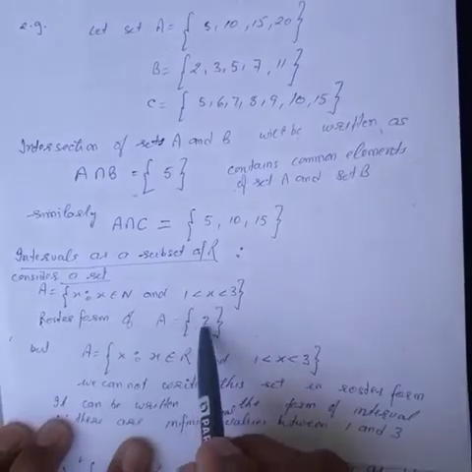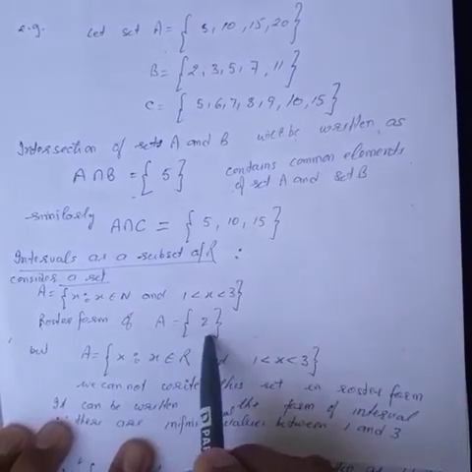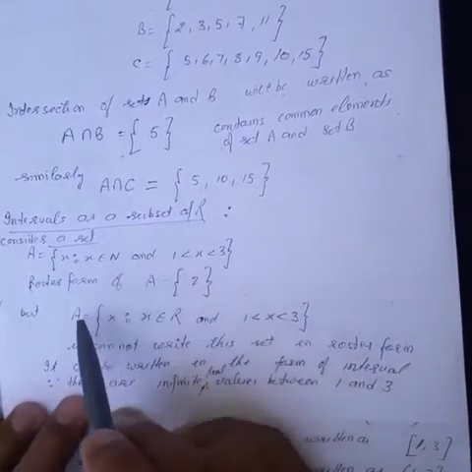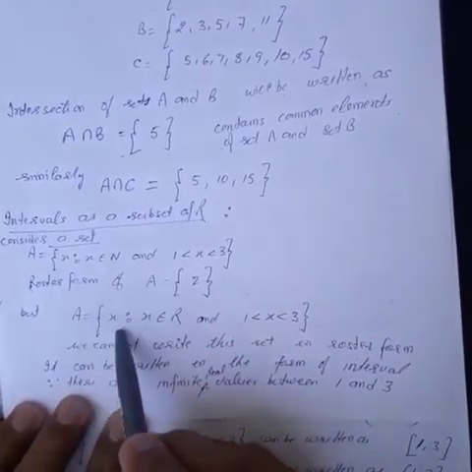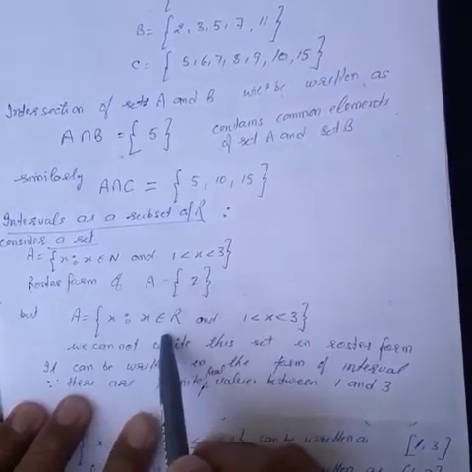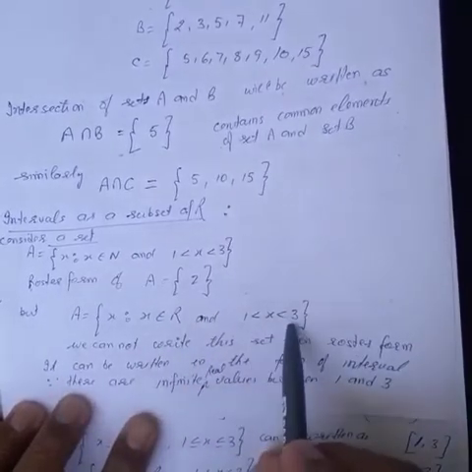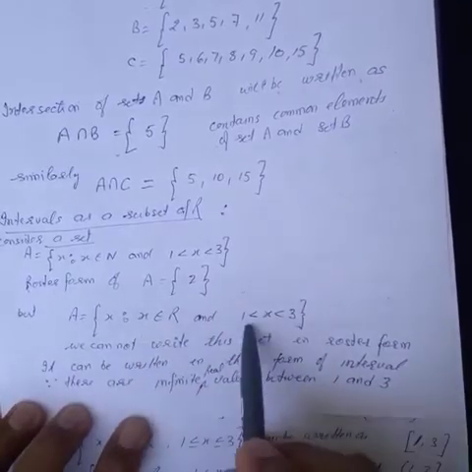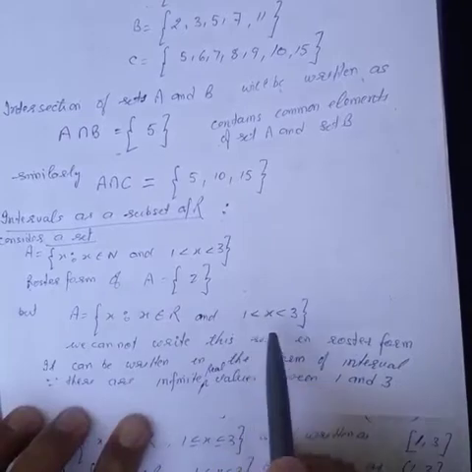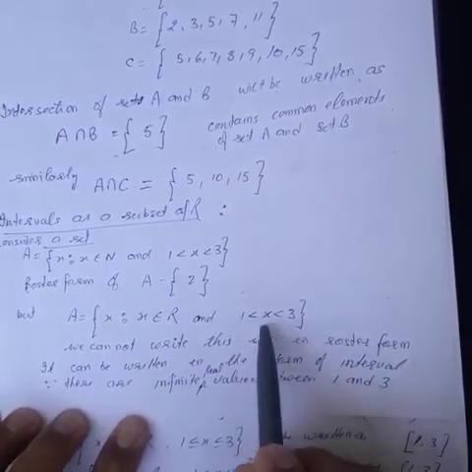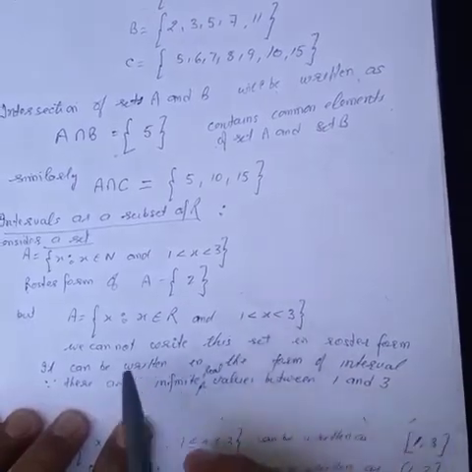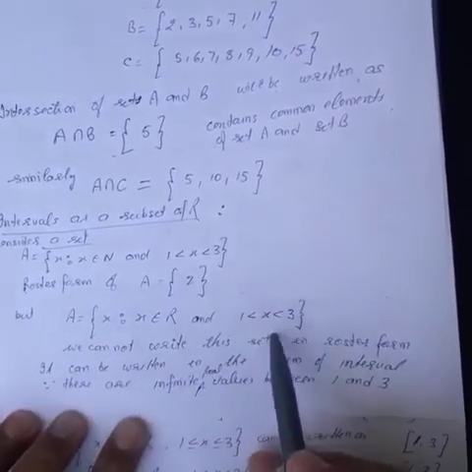That can be easily written. So this is the set in the roster form. But if you make slight changes in this set, now let the set A again be the set of all x where x belongs to R. Now we have made slight changes, the rest of the things remain the same. Then can you write this in the roster form? Now it is not possible to write in the roster form because there are infinite terms between 1 and 3. So it cannot be written in the roster form.